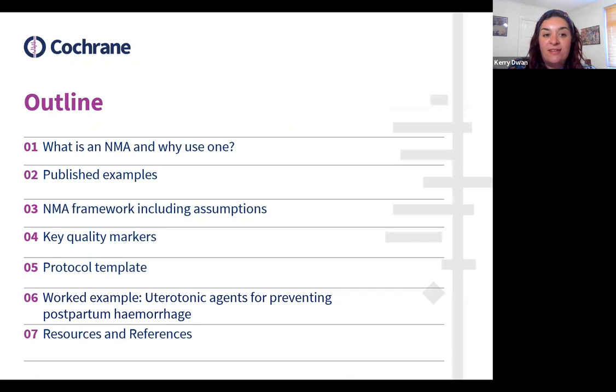The outline of this presentation will be, we'll talk about what a network meta-analysis actually is and why we should use one. And then we'll look at some examples. And then we'll look at the network meta-analysis framework, including the assumptions, which are really important when thinking about network meta-analysis. We'll look at some key quality markers and a protocol template, and then I'll go through a worked example, and then I'll direct you to some other resources and references.